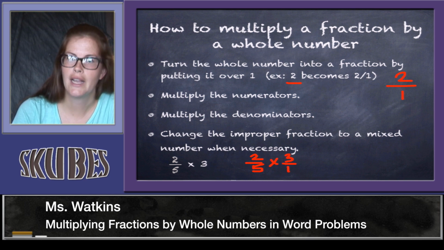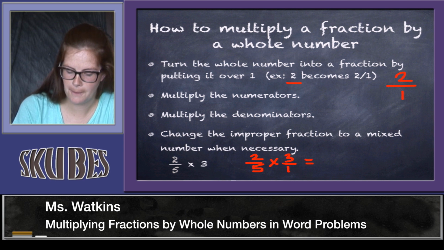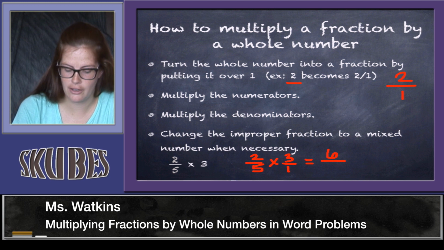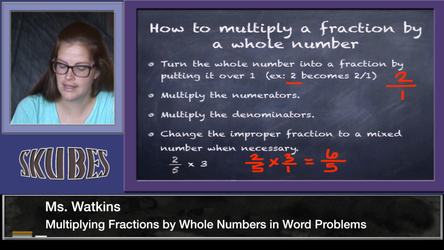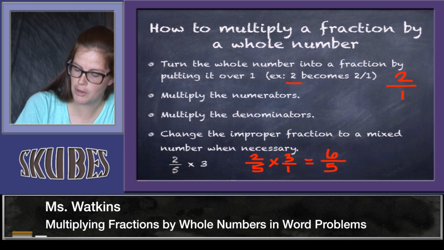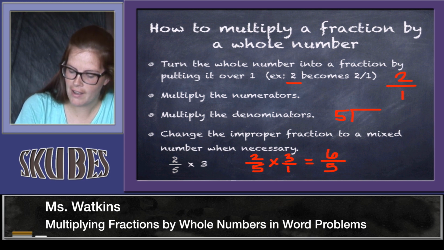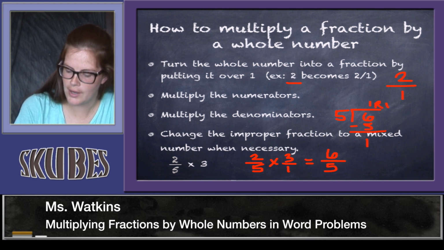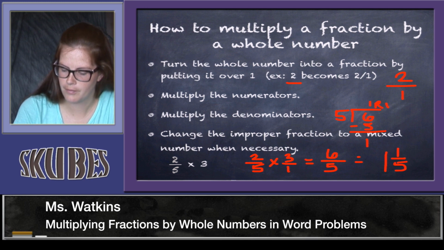Now we need to multiply our numerators. 2 times 3 equals 6. And then multiply your denominators. 5 times 1 equals 5. I could leave this as 6/5, or I could change it to a mixed number by saying 5 will go into 6 one time. 1 times 5 equals 5, and I'll have a remainder of 1. So I could change this to 1 and 1/5.